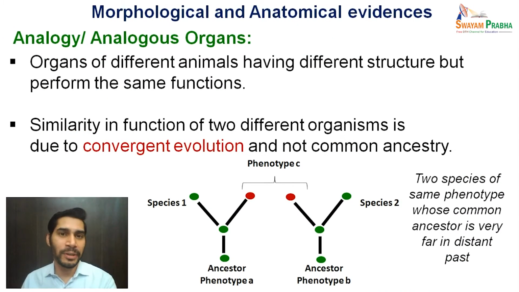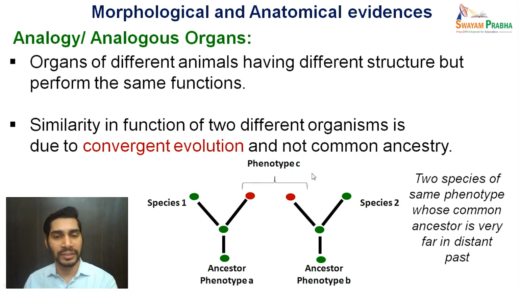So let's try to understand what these analogous organs are. They are organs of different animals having different structures but performing the same functions. Just see, it is totally in contrast to what we discussed about homologous organs. The homologous organs had a similar structural pattern or common ancestry but performed different functions. The analogous ones have different structures but perform similar functions, and thus they represent convergent evolution in contrast to divergent evolution as shown by homologous organs.